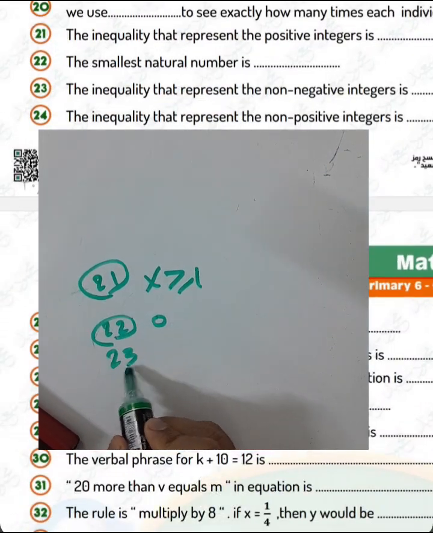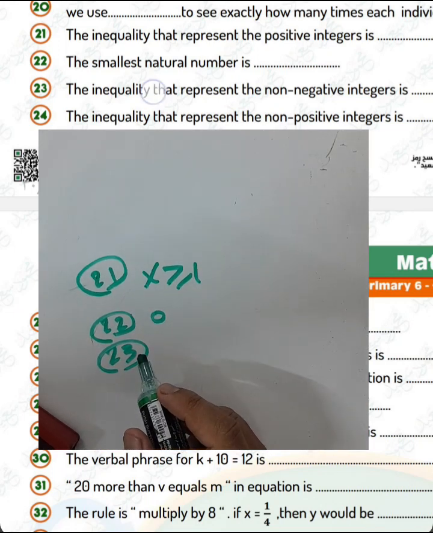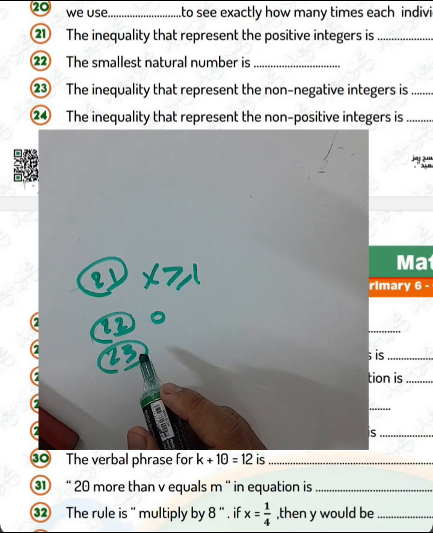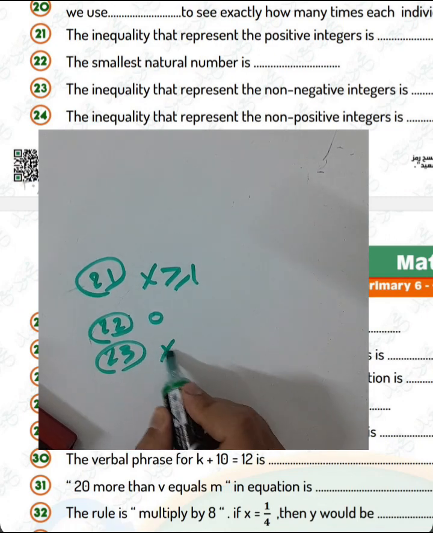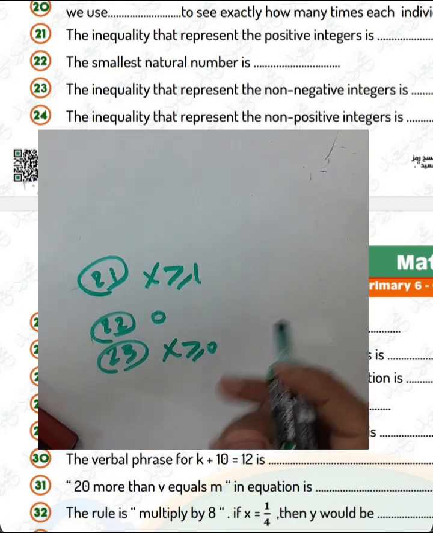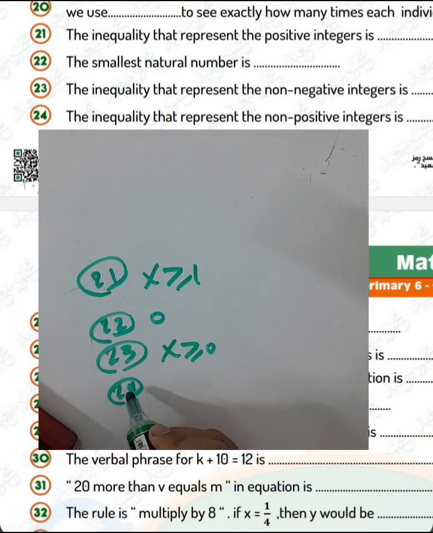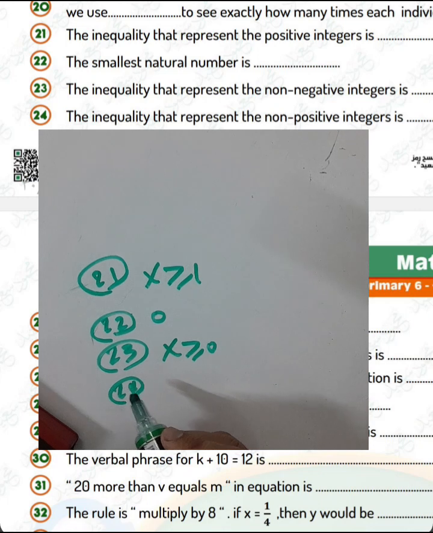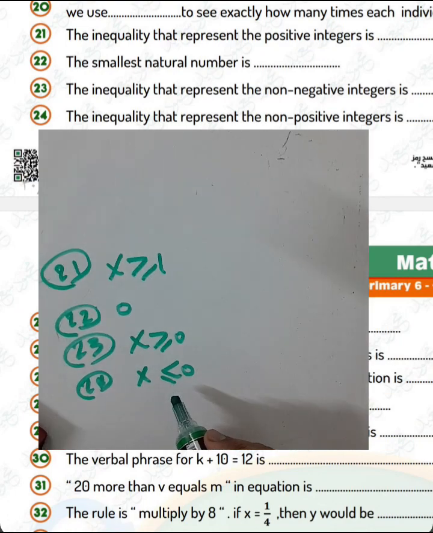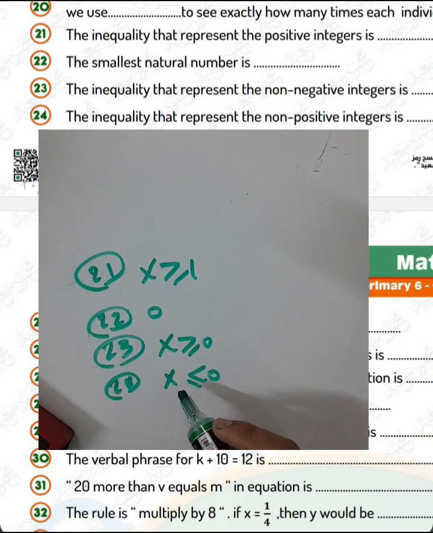Question 23, the inequalities that represent the non-negative integers. Non-negative, it will be x greater than or equal to 0, because 0 is non-positive and non-negative. Okay, beginning with 0. And question 24, non-positive integer, it will be x less than or equal to 0, because it will be non-positive. Non-positive, it will be 0, and then -1, -2 to infinity.